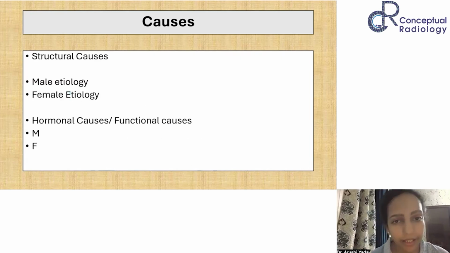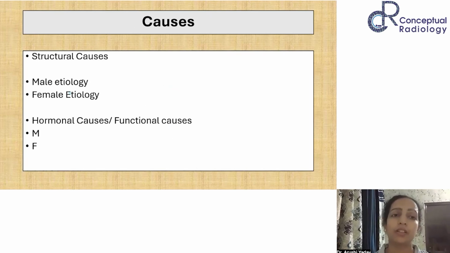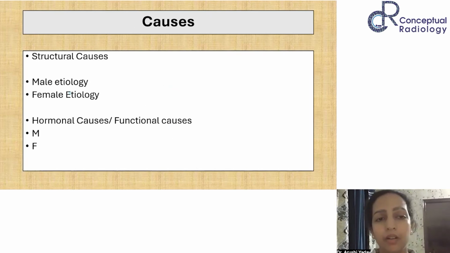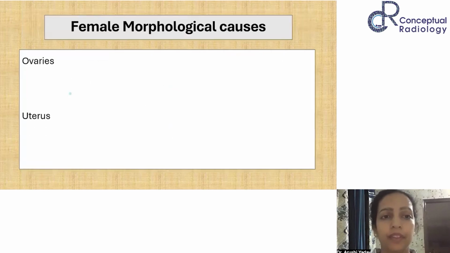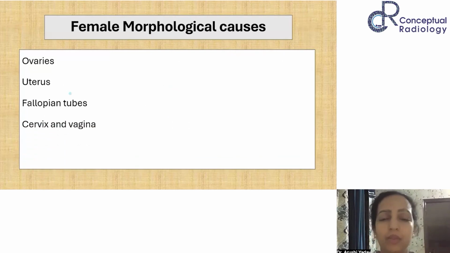We'll divide it into two parts, depending upon the etiological factors. The gender-based classification is either the male etiological part or the female etiological part. And then we have the hormonal causes, which again could be divided into male and female. Now, female morphological causes are what come to us for imaging. I've divided it into four parts: ovaries, uterus, the tubes which connect the uterus to the ovaries, and cervix and vagina.